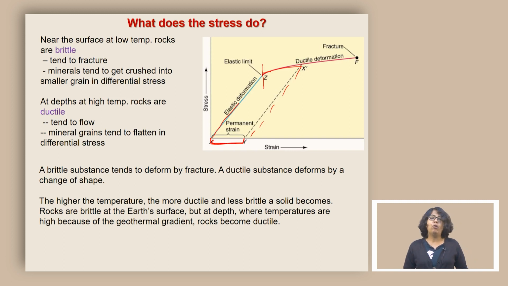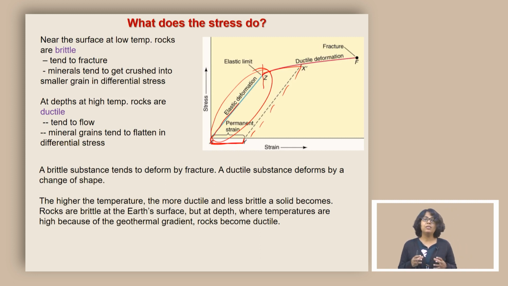When we look at rock behavior, we find that near the surface at low temperature, rocks are brittle. If you put on more stress, often they are going to crack and fracture, but they are not going to change shape as such. Minerals in those rocks undergoing brittle deformation tend to get crushed into smaller grains under differential stress. If the stress is not the same in all directions, they crush down and create smaller crystals to accommodate this stress.